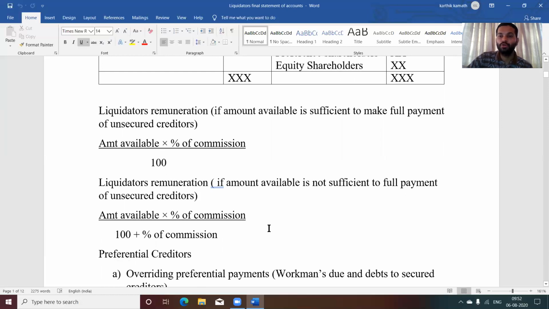Amount available into percentage of commission divided by 100 plus percentage of commission. So this is a formula. Basically, suppose there is a 2% commission, amount available into 2% divided by 100 plus 2%, that is 102. So 20,000, suppose the amount is 20,000, 20,000 into 2 divided by 102. So that is one more thing.